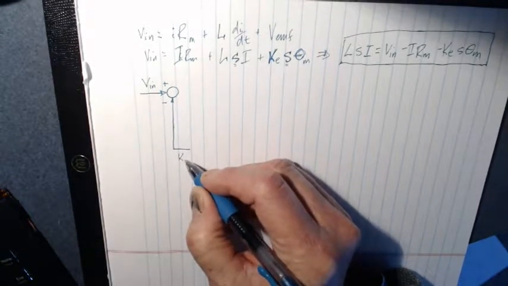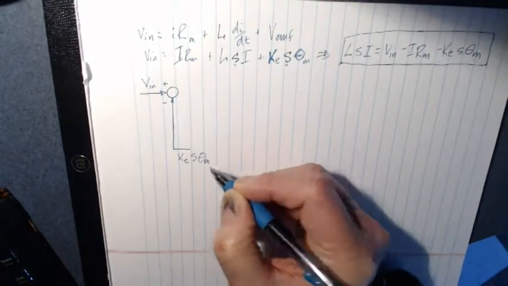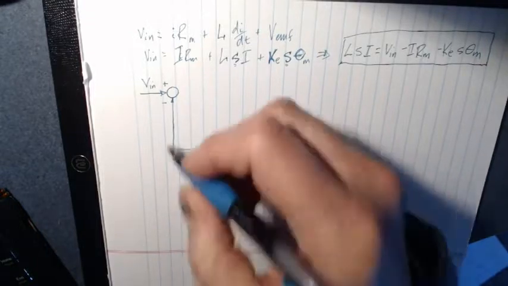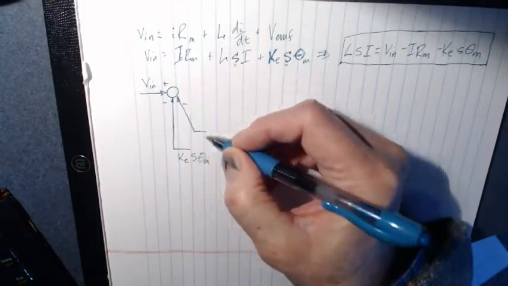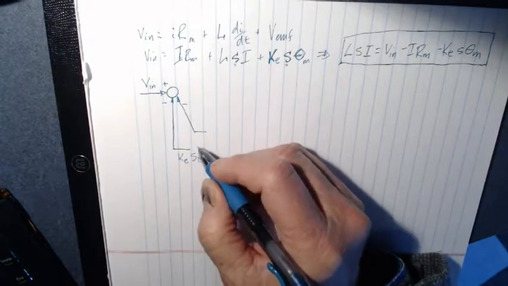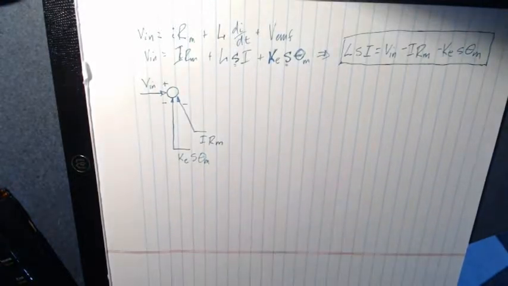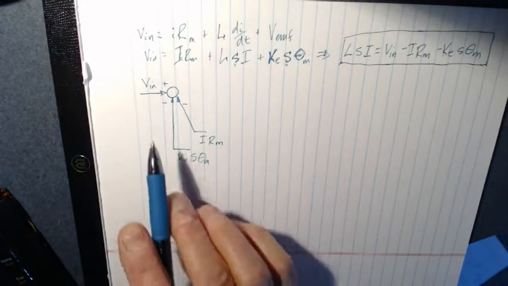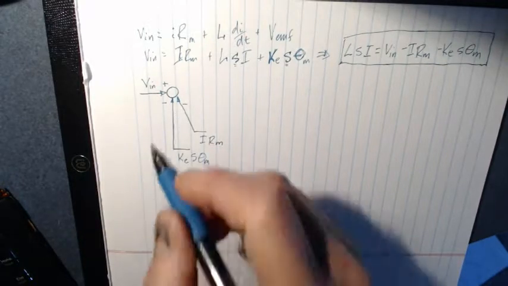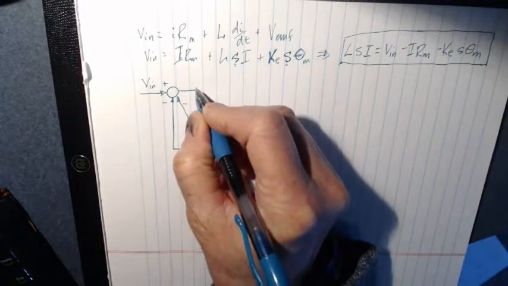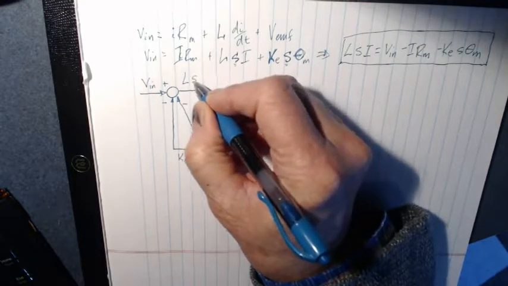We're going to put in this variable, which is Ke S theta m. So we're going to put that variable in. That's got a minus sign by it. And we're going to put this variable in. Also, this has got a minus sign by it. And that's going to be I times Rm. Okay, so in block diagram algebra, once we do these things, what comes out of this summing junction right here is LSI.